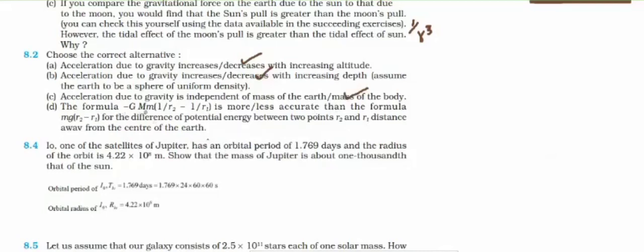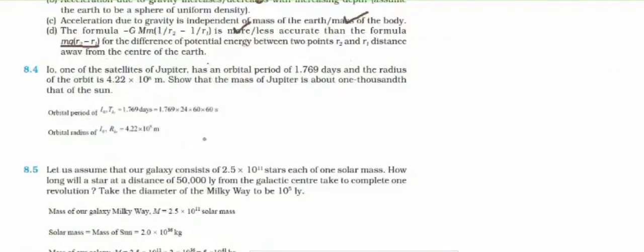Then next, the formula minus GMm by (1 by r2 minus 1 by r1), the formula we have derived, is the more reliable formula. This is the reason I have mentioned: we have a clear reference point for this formula compared to the formula mgh. This formula is just mgh, where the height difference is r2 minus r1. Okay, then next we have question 4.